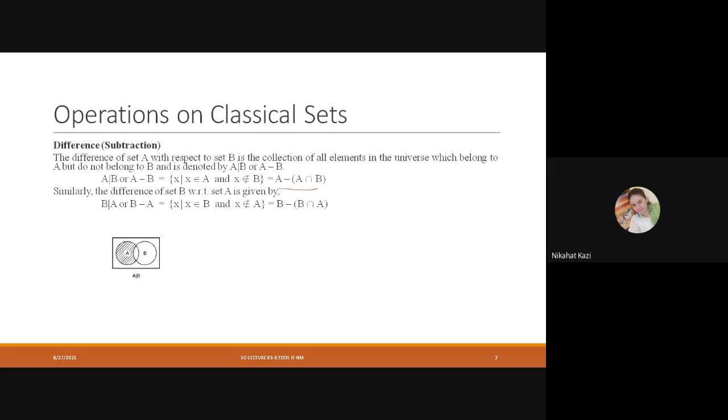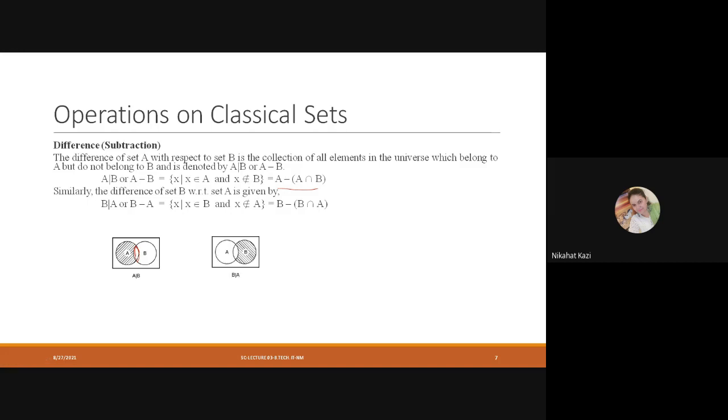Okay. If you want to look at it graphically, the shaded region represents A difference B. Everything that is inside A but not in B. So this region is part of A, but it is also part of B, so that has to be removed. That is A difference B.